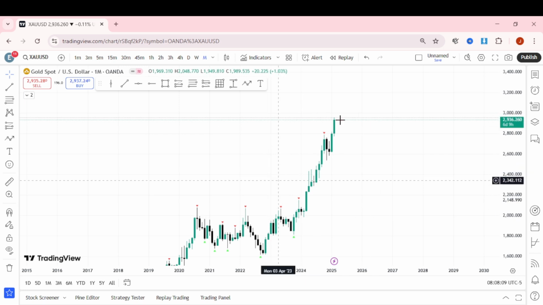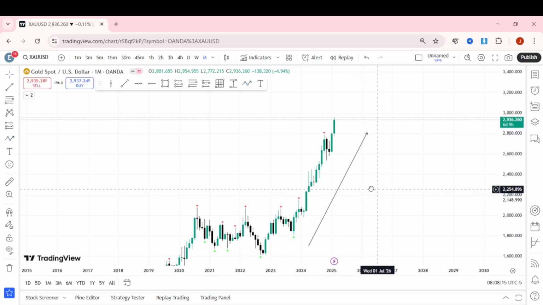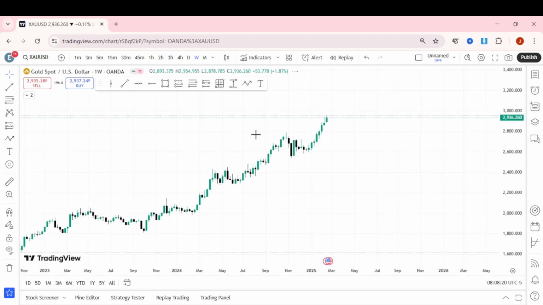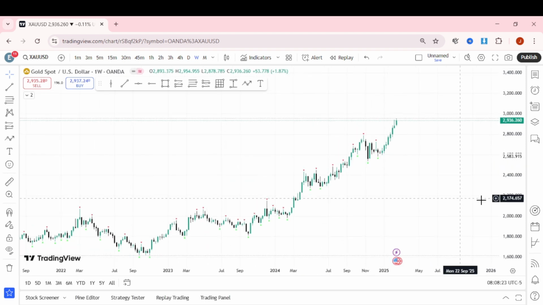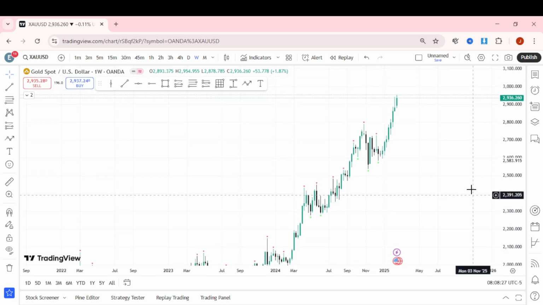Now this is the monthly time frame on gold. So as you can see, price has been going all the way bullish on the monthly time frame. Now let's refine down to the weekly time frame to see if we can find any structure. Okay, so on the weekly time frame as well, price has been going all the way bullish.